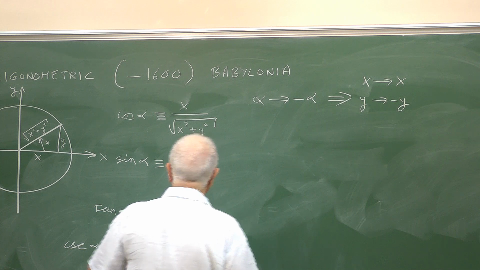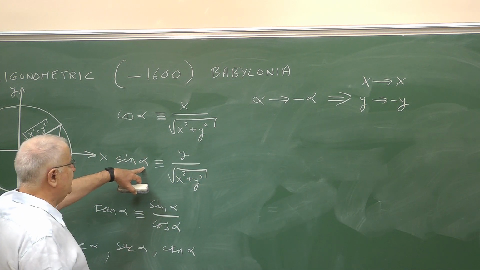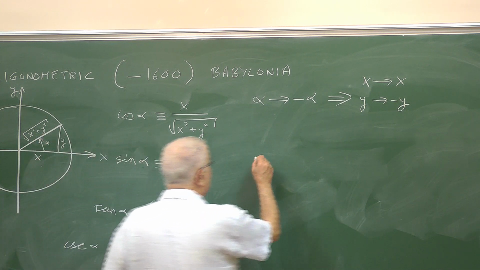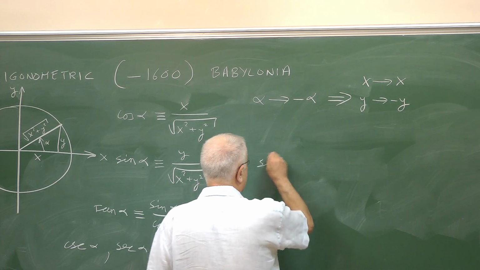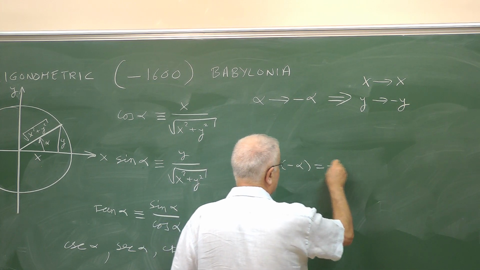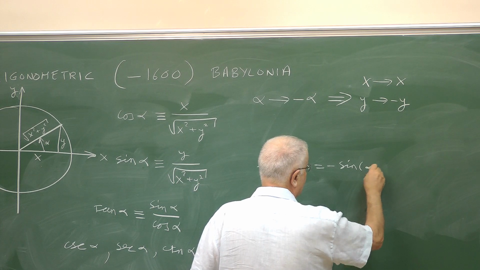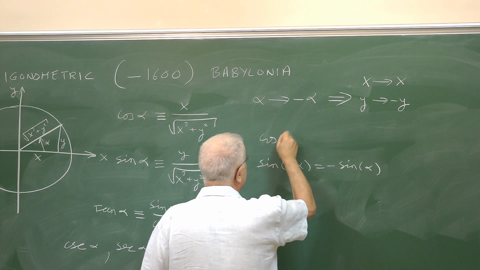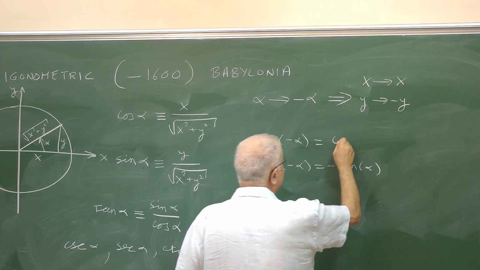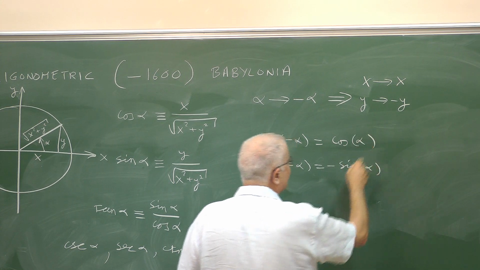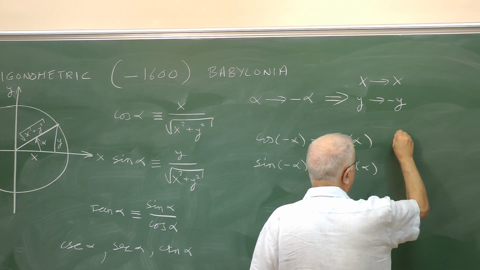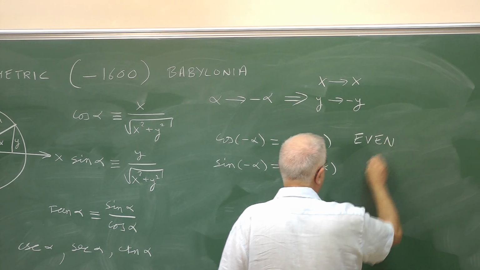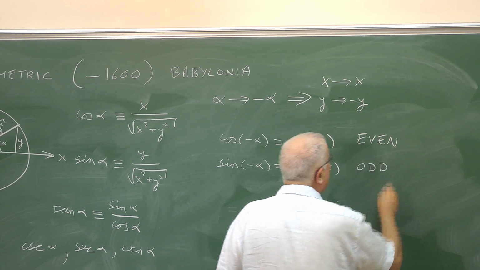Therefore, sine of minus alpha is minus sine alpha, while cosine of minus alpha is simply cosine alpha. Such functions we call even. Such functions we call odd.